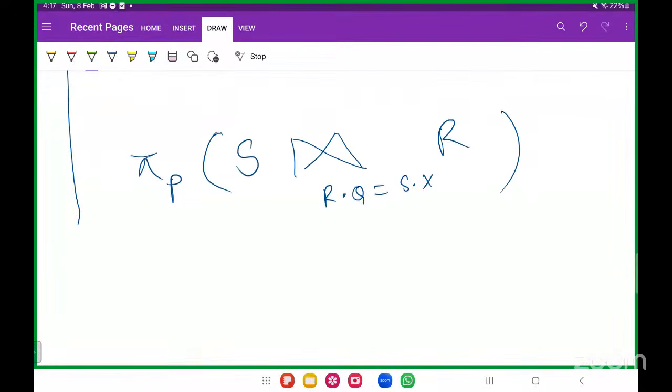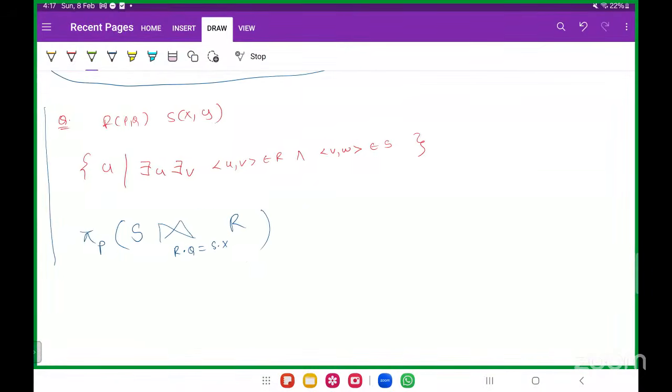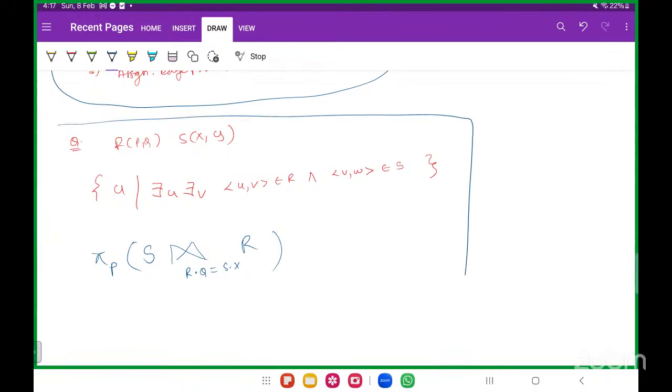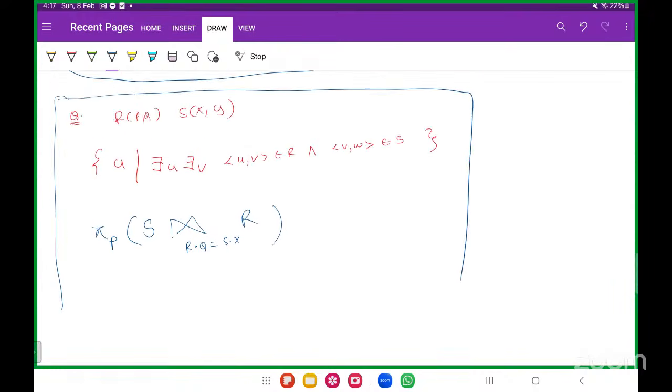One tuple relational calculus related question. R is A comma B and S is X comma Y. What they have mentioned, we are returning U, right? And they have mentioned for some V, some W, UV is an element of R. It means U is A and V is B. And VW is an element of S. It means X is V and Y is W. So what actually they want, B and X should be the same.